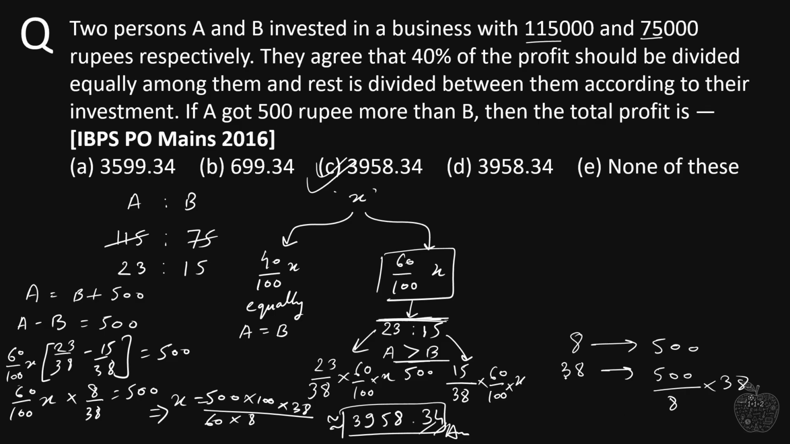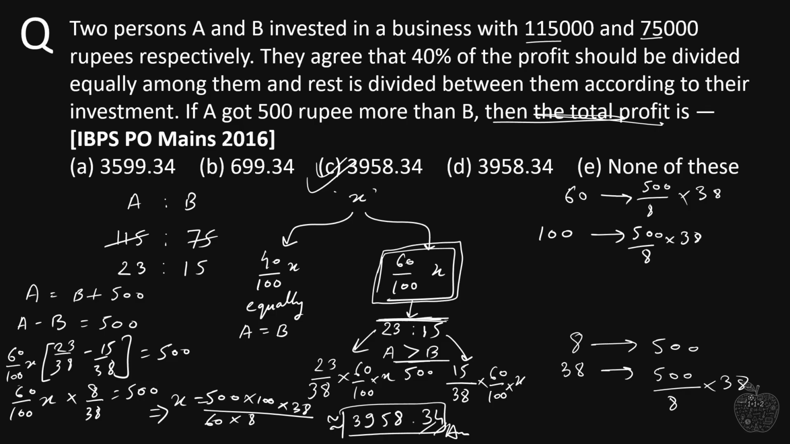So we have got the total profit, but this profit is only 60%. Pay attention here. This is the 60% profit, which will be divided between A and B in the ratio 23:15. So 60% of profit is equal to 500 by 8 into 38. But we are asked what is the total profit. If 60% is this, total profit will be 100%. So 100% will be equal to 500 by 8 into 38 divided by 60 and multiplied by 100. I'm using the unitary method here. I hope you know that.